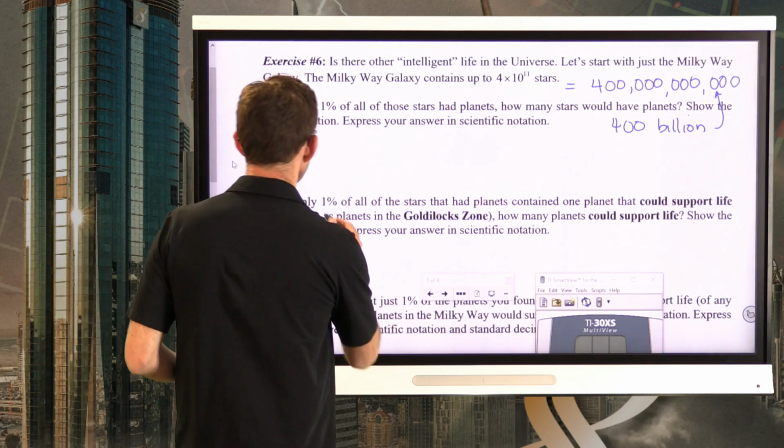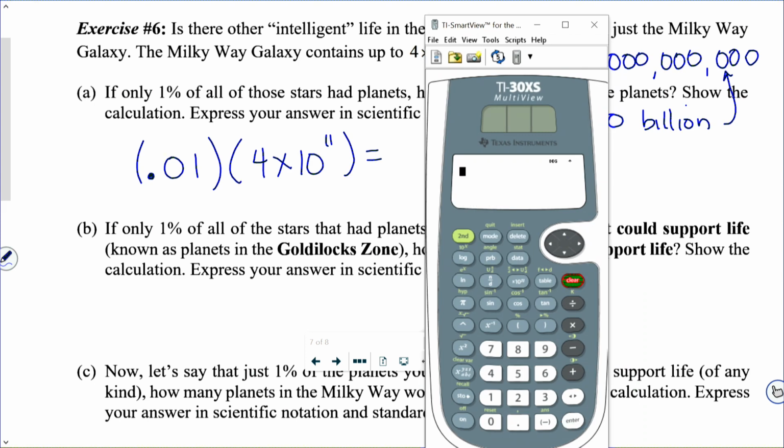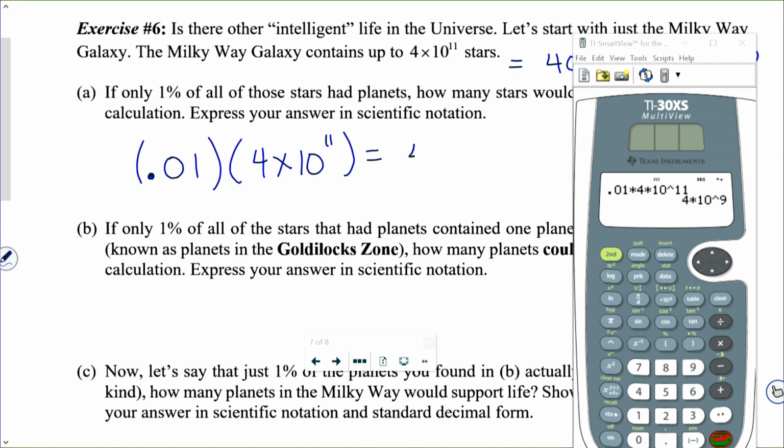Well, to do that, right, we would just take 0.01 and multiply it by 4 times 10 to the 11th. All right, well, let's do that. I think I'm going to actually put my calculator back in scientific notation mode just for the time being. You don't have to, but it doesn't hurt. And let me do 0.01 times 4 times 10 to the 11th. So just 1%, we're just going to assume, and look at that. It's 4 times 10 to the 9th.